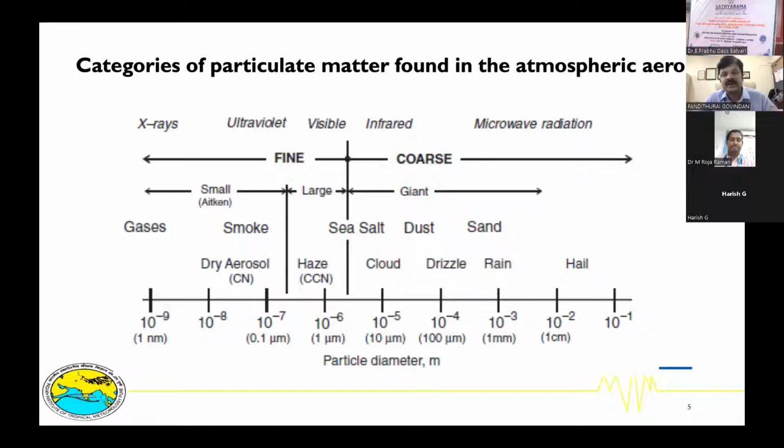And so these particles, depending on their size, interact with electromagnetic radiation at different wavelengths. So if you look at the aerosols, considering their size, they interact well in the visible and infrared radiation. That's why the LIDAR technique comes into play. And when you go to rain, precipitation, or hail, the LIDAR cannot do much on that, but microwave radiation can give us information.